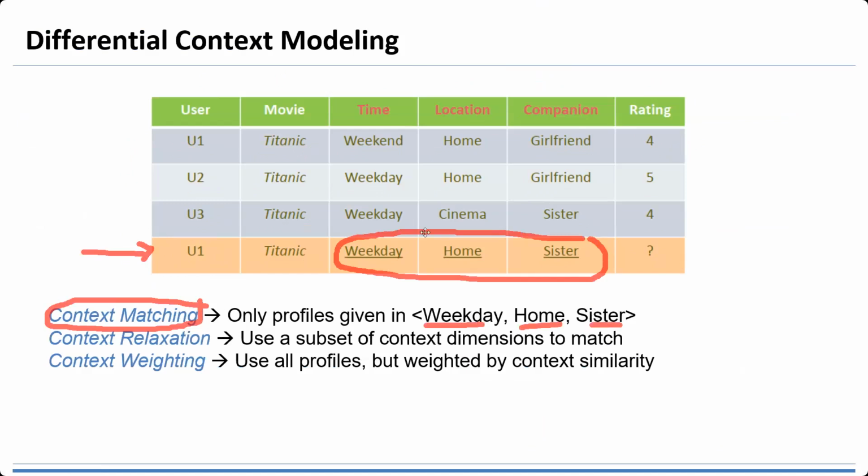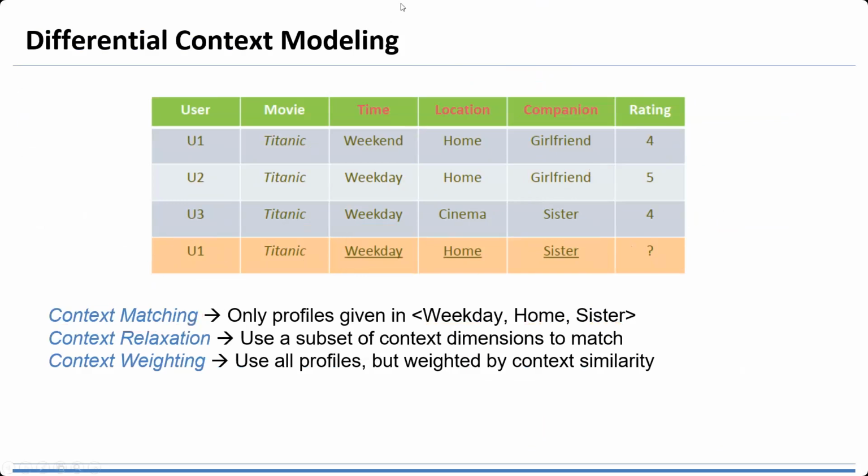The question is, is there any other user who has the similar profile? Weekday, home, girlfriend. Okay, no. What about this? Oh, this is weekend. Okay, this is also no. This one weekday. Okay, cinema. No. Then no profile is the same as this profile. Then what can we do?